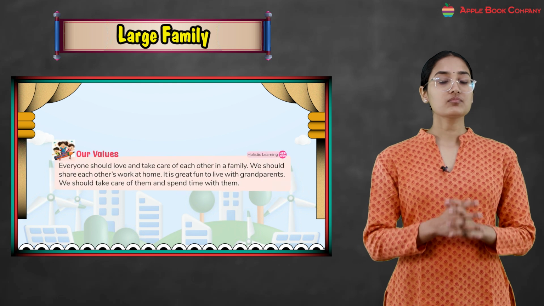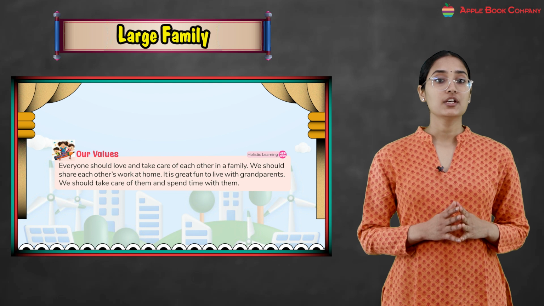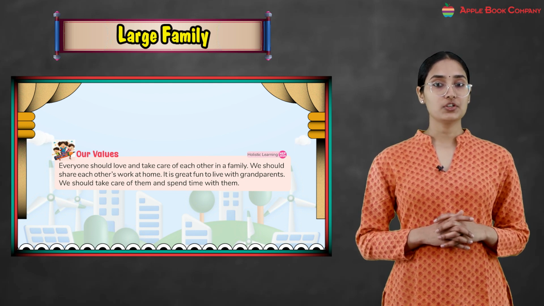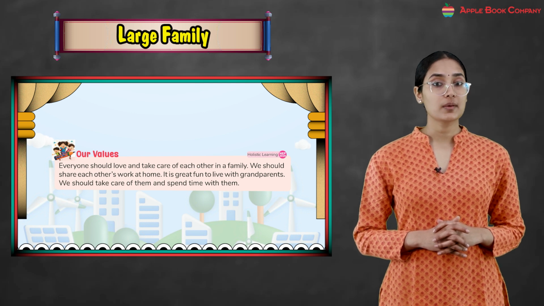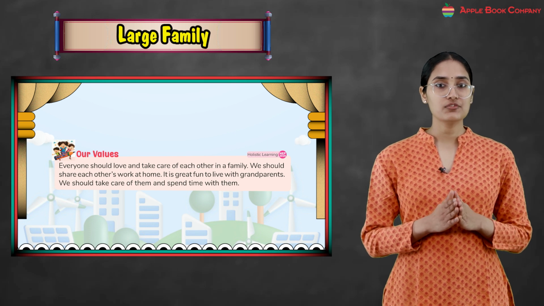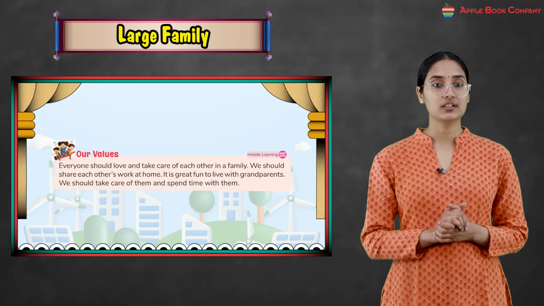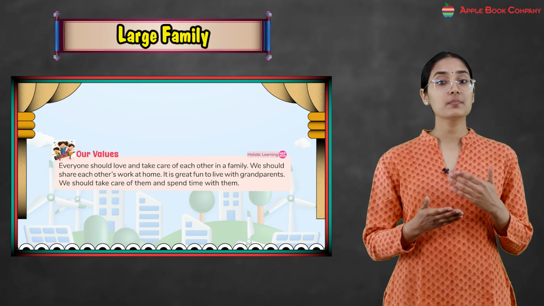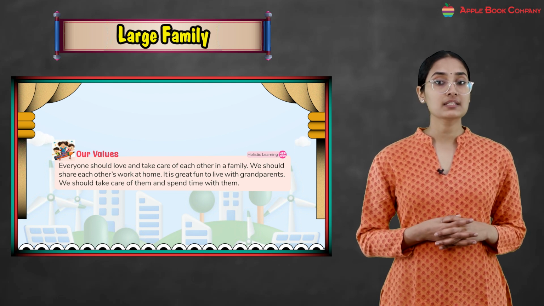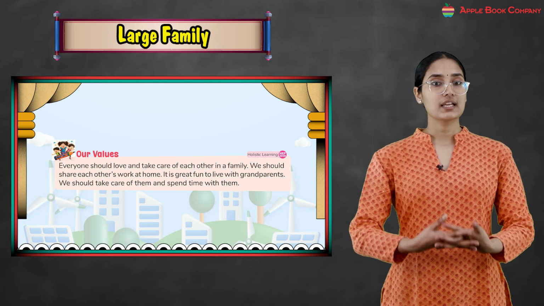So students, we learned that everyone should love and take care of each other in a family. We should share each other's work at home. It is great fun to live with your grandparents. We should take care of them and spend time with them, right? In a family, we should always live together, take care of each other, and also help them in their work, right? We should always spend time with our grandparents, our grandfather, grandmother, and we should also take care of them.